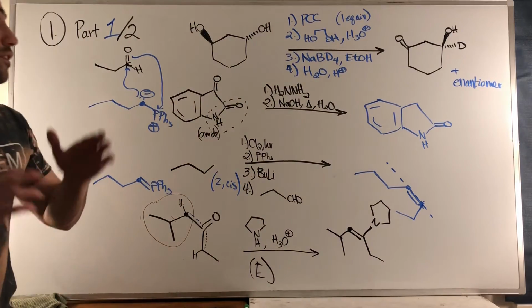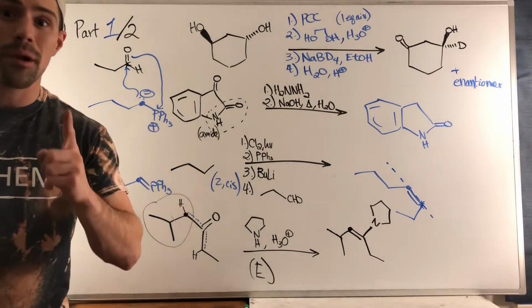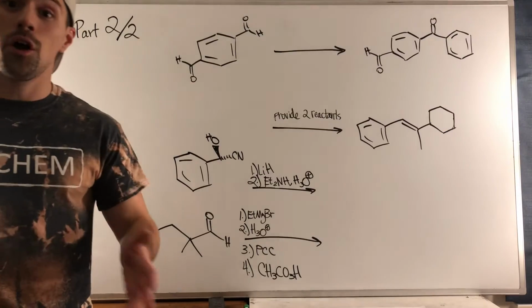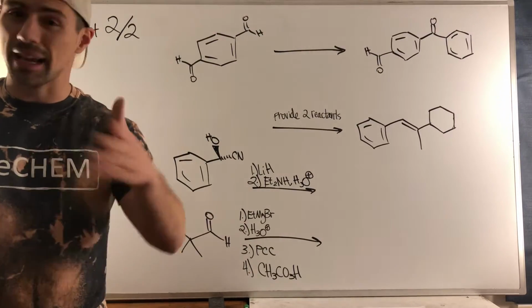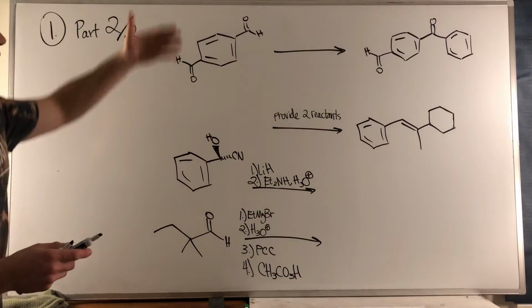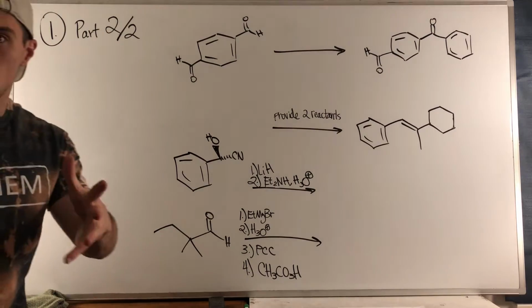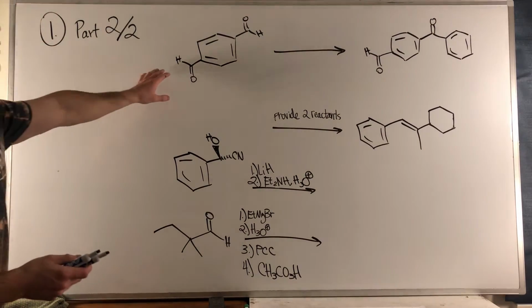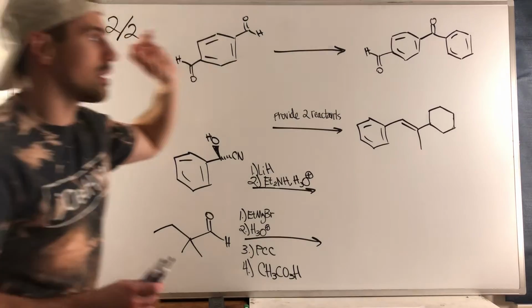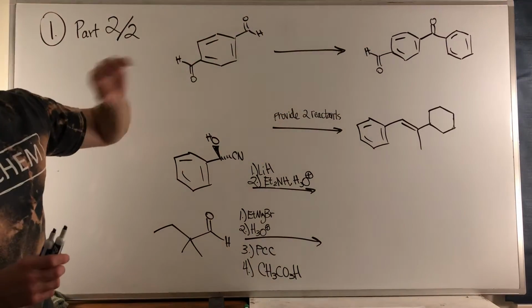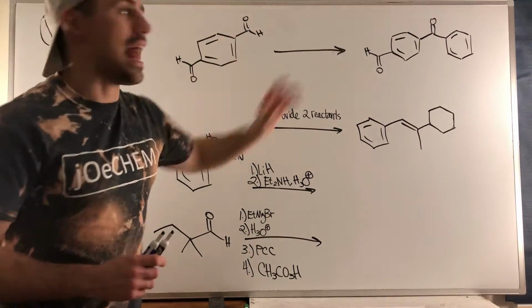Okay gang, that does it for the first part of problem 1. Let's round out problem 1 with part 2. Okay gang, to round out problem 1, second part of that, we have 4 more lovely problems to conquer. Okay, so again, we're starting off with another problem where we're given the reactant, we're given the product, and we need to tell the story of how we went from beginning to end.